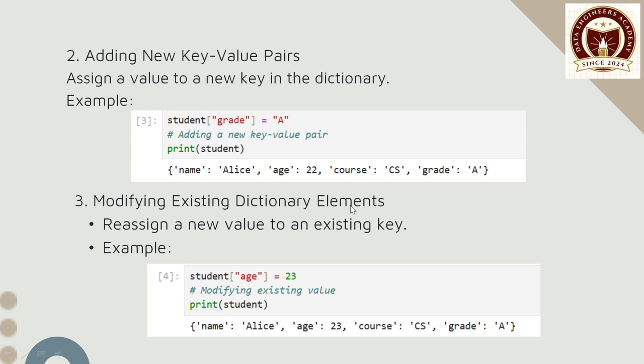Modifying existing dictionary elements. We can also modify existing dictionary elements. Here we are going to modify age equal to 23. In the previous data we have age equal to 22. Now we are modifying this age to 23. After executing this we will get name, age 23, course CS and grade A. Let's go to the next question.